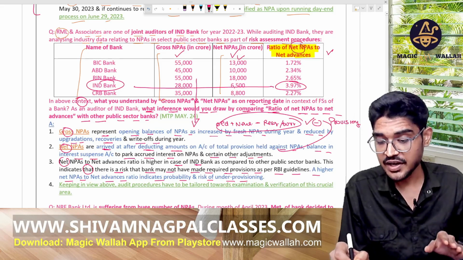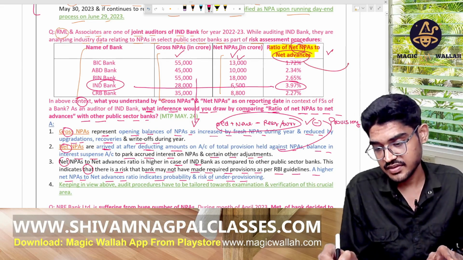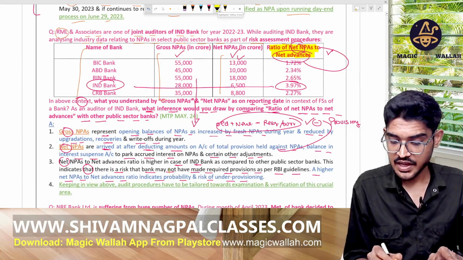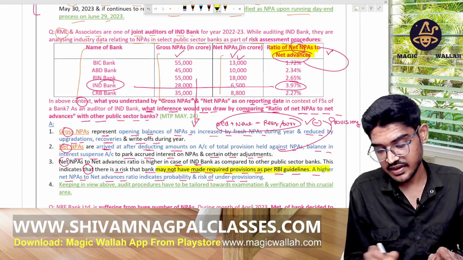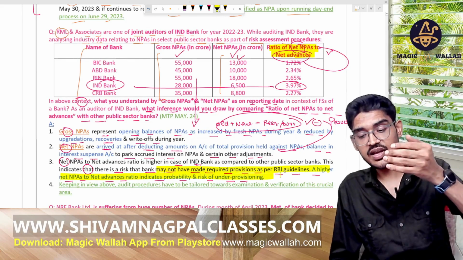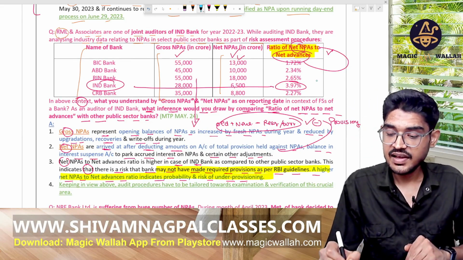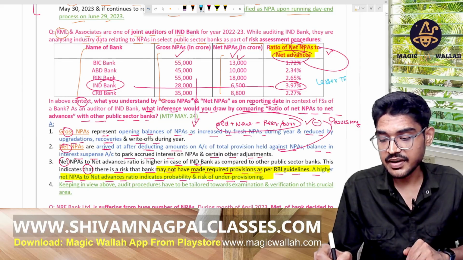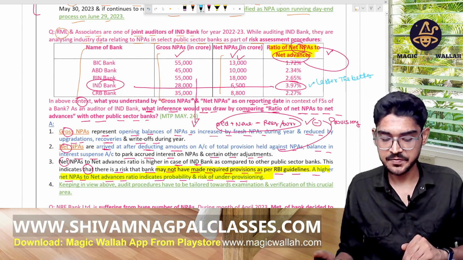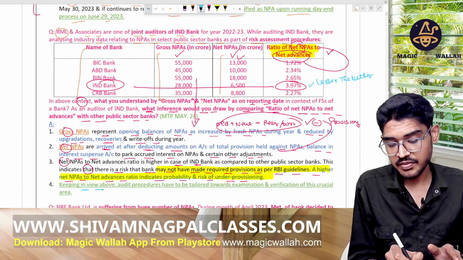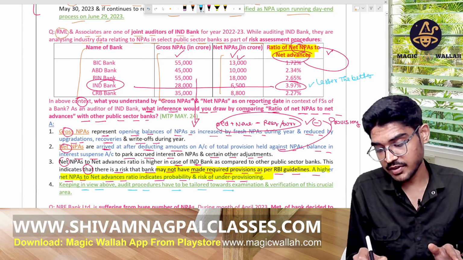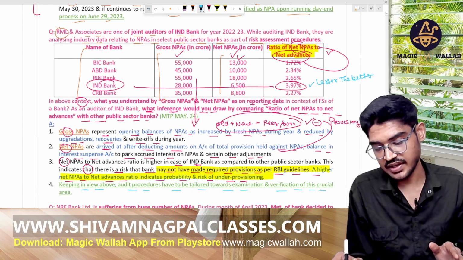So with net NPA to net advances, you can say they have not made the required provision. This should indicate whether their provisions are made enough or not. You can say lesser the better, lesser the better. So the higher one is the wrong one here. Keeping the above in mind, the audit procedure has to be tailored toward the examination and verification of the crucial area.